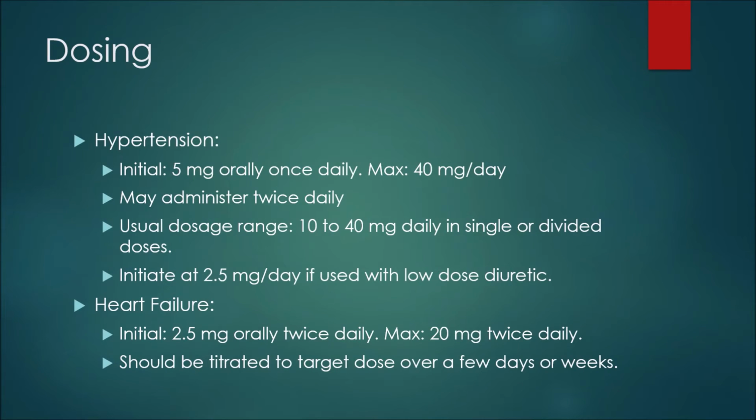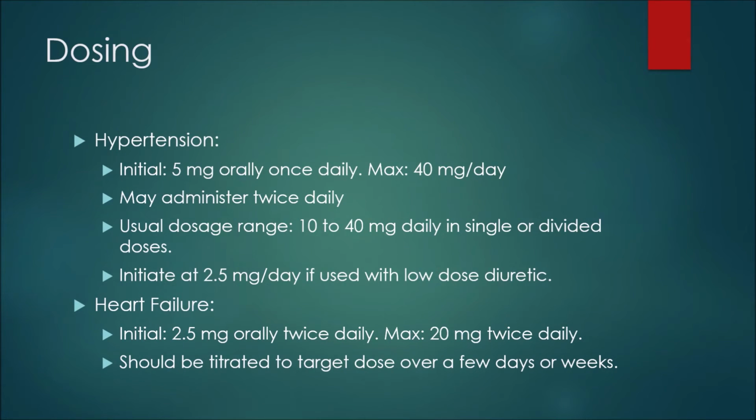Now for some examples of dosing. So in hypertension or high blood pressure, we may see an initial dose of 5 milligrams orally once daily with a maximum dose of 40 milligrams per day. This medication may be administered twice daily, and the usual dosage range would be 10 to 40 milligrams daily in single or, like I mentioned, divided doses.